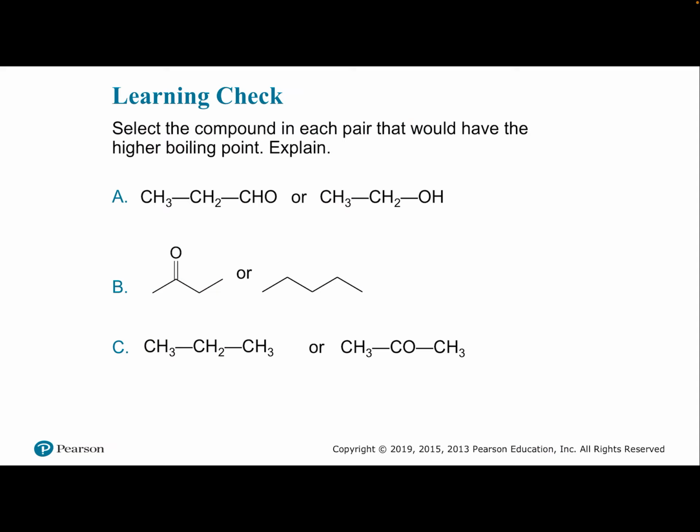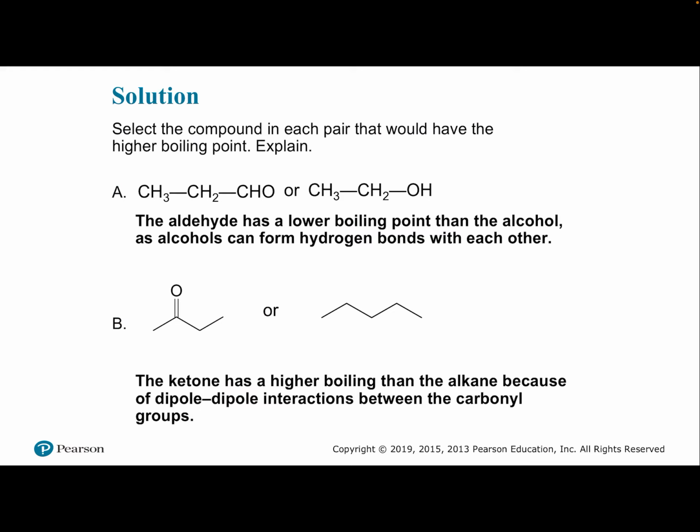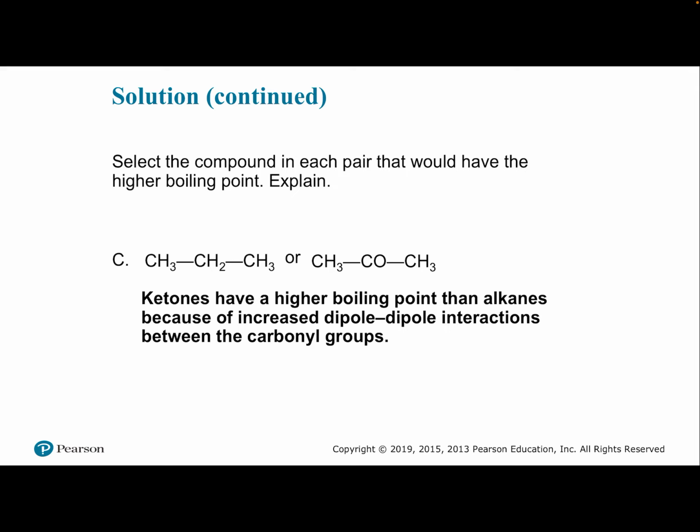Decide which of the two compounds in each of these would have the higher boiling point, and then try to give an explanation for that. So pause it, try the pair in A, the pair for B, and the pair for C. Which one has the higher boiling point? So for A, the aldehyde has the lower boiling point than the alcohol. Alcohol can hydrogen bond, so it has a higher boiling point. For B, the ketone here has the higher boiling point because alkanes don't have any polar groups in them. For C, it was the ketone that has the higher boiling point because, again, the alkane doesn't have any polar groups.